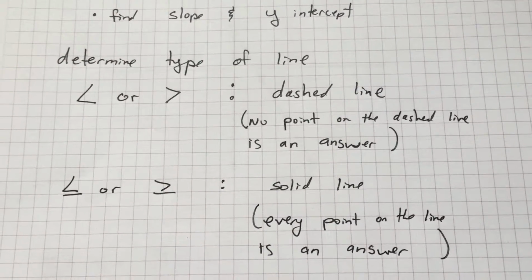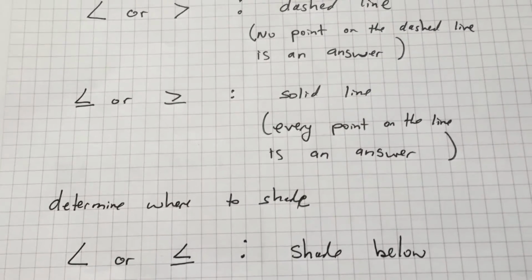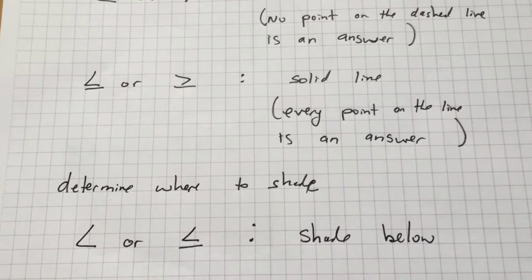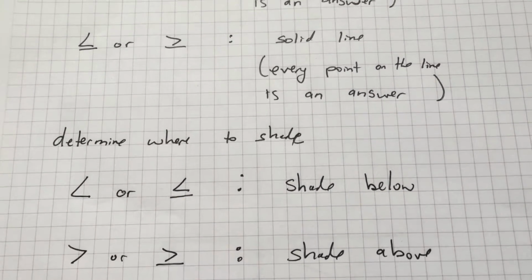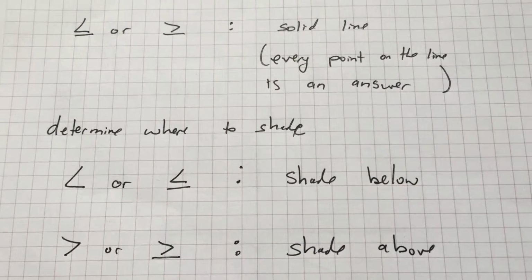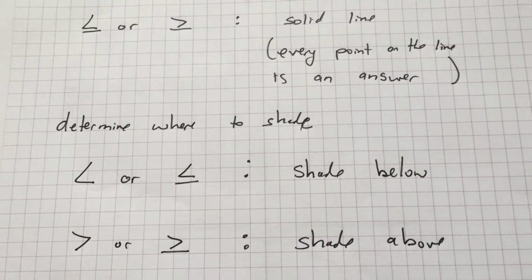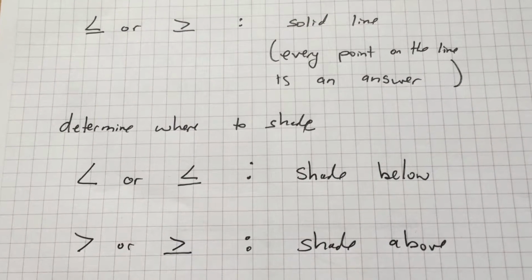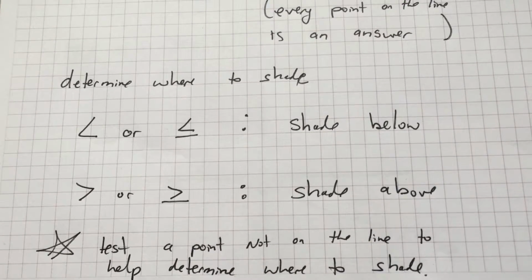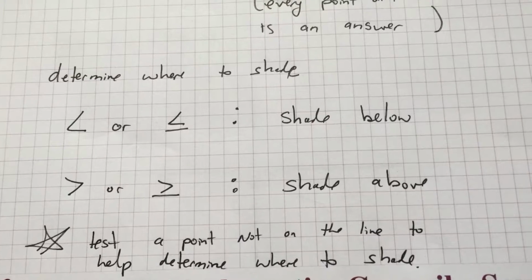And that's shading. We have two types of places that we're going to shade. We're either going to shade below our line, so we have a less than or equal to symbol, or we're going to shade above the line, greater than or equal to. Again, sometimes this can be a little confusing. We're not exactly sure where above the line and below the line might be, right? So the best piece of advice I can tell you is test a point that's not on the line to determine where to shade, okay?